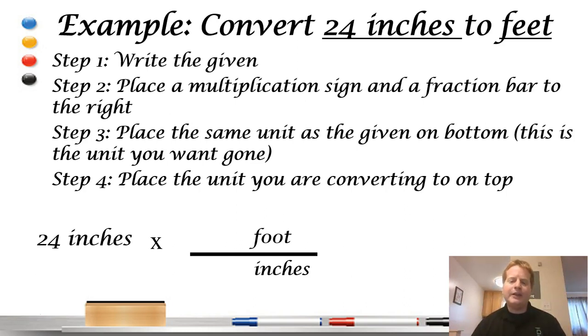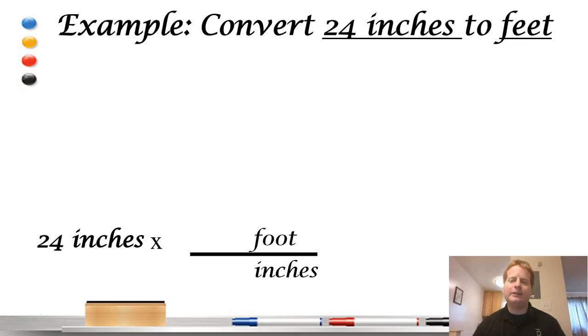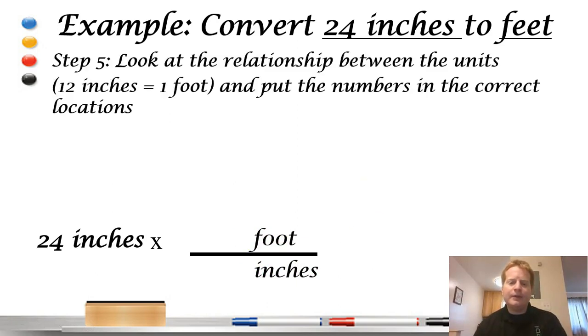And then we need to look at the relationship between them. Remember before when we were talking about the A over B, as long as they're equal, we're allowed to do this. What is the relationship between feet and inches that would make feet and inches equal? How do they relate to each other? Well, we know that there are 12 inches in 1 foot. So 12 inches equals 1 foot. That's why we put those there. And so then we have our setup essentially.